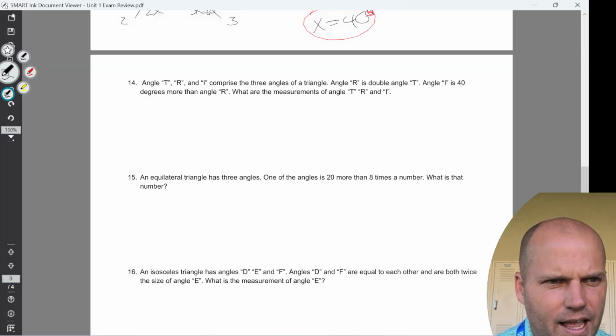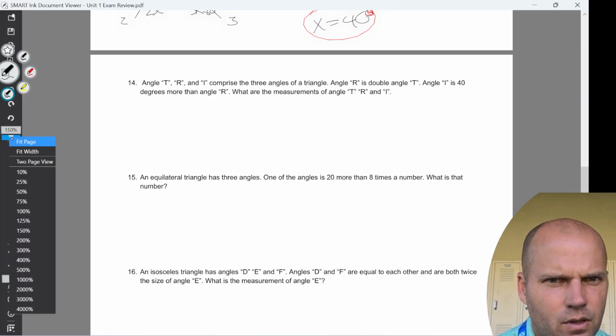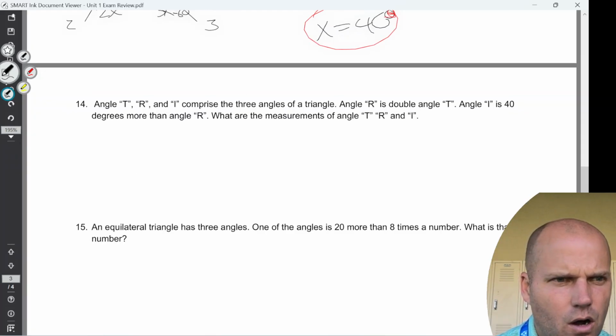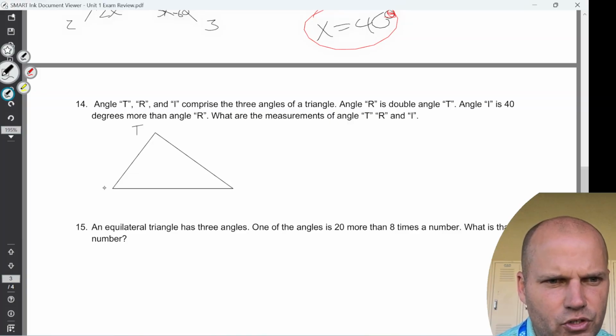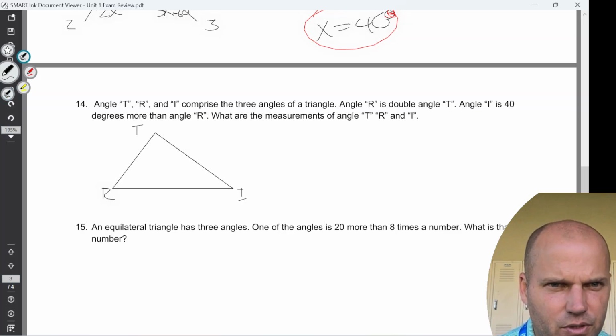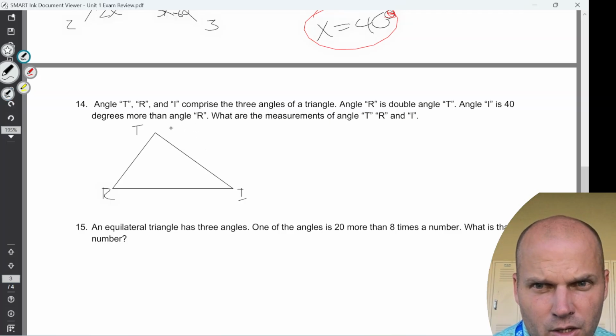14. We got angles T, R, and I in a triangle. R is double angle T. I is 40 degrees more than R. What are T, R, and I? You guys have been doing such a good job with this, and it's actually opened up my eyes to an easy way to do this.